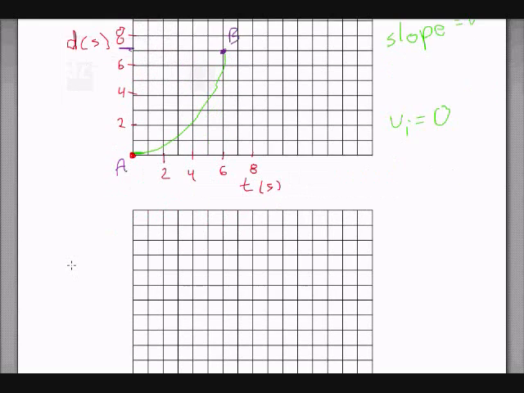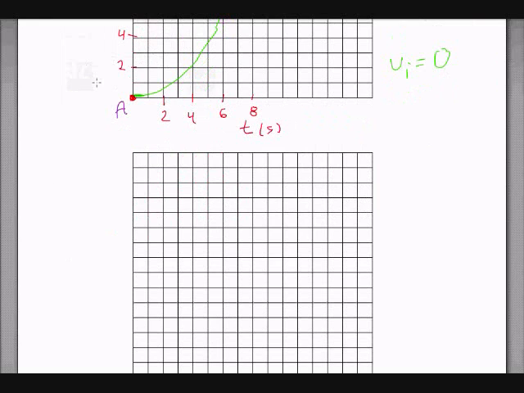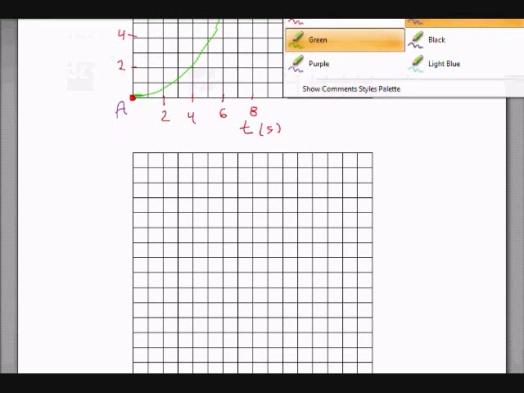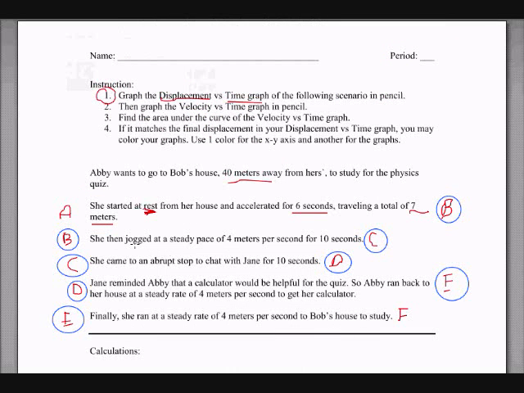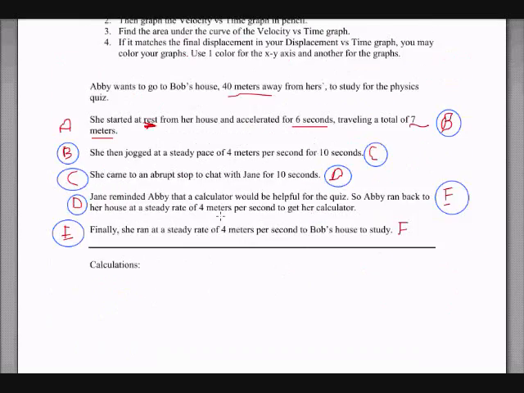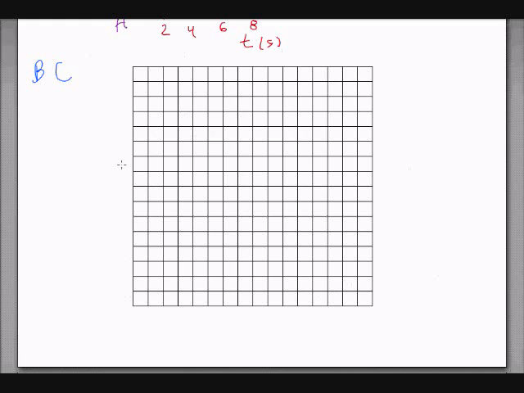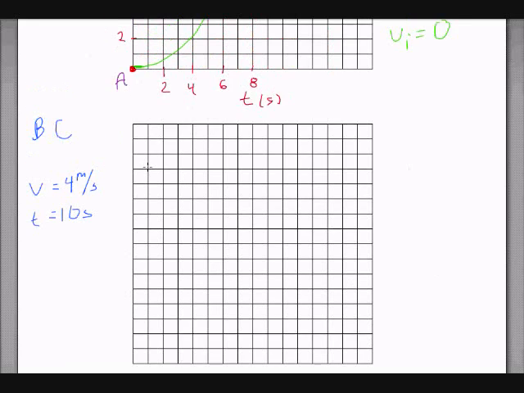Now, the second part, remember, guys, I'll write it over here to the side. Second part is going to be BC. Okay. It says she then jogged at a steady pace of 4 meters per second for 10 seconds. Now, here's what we're going to do. We know that she goes at a velocity equal to 4 meters per second for a time of 10 seconds.